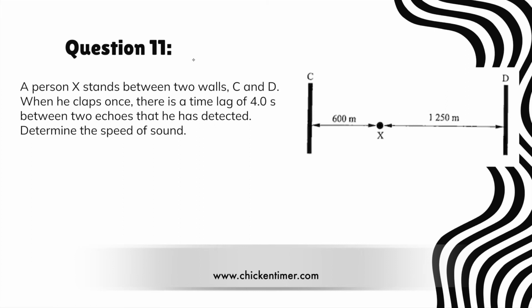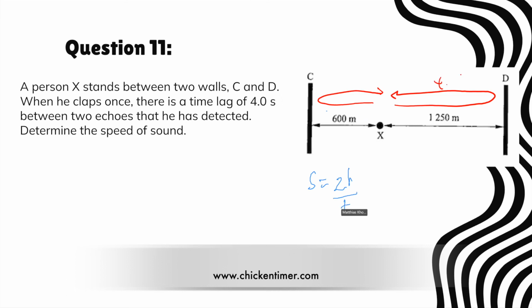Just now, they gave you the distance and they gave you the speed, so they want you to find the time interval. This one, they give you the time interval, they give you the distance, then they want you to find the speed of sound. So they say a person stands between two walls like X. When he claps once, the sound goes this way and the sound goes this way. So I call this T1 and I call this T2. The time lag means the difference between T1 and T2 is 4 seconds.